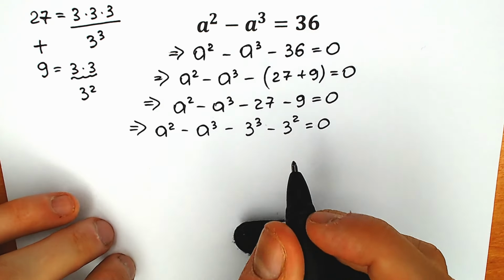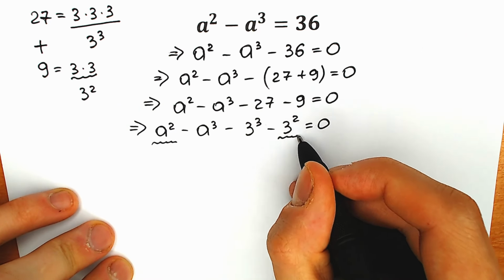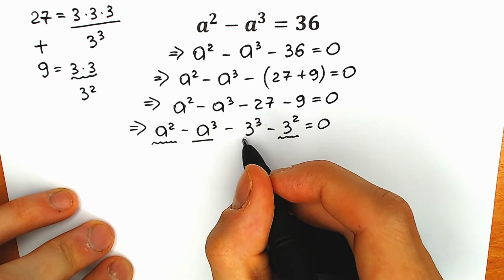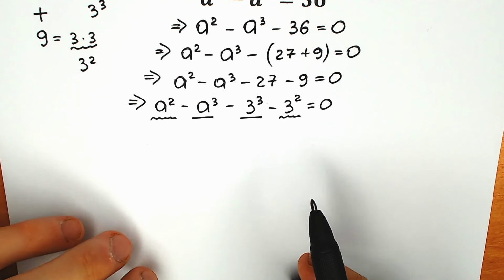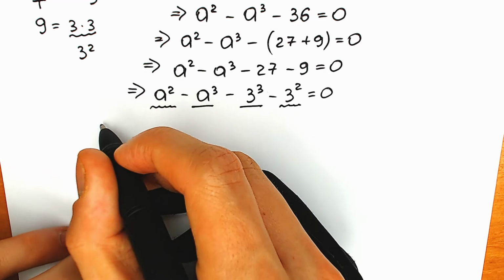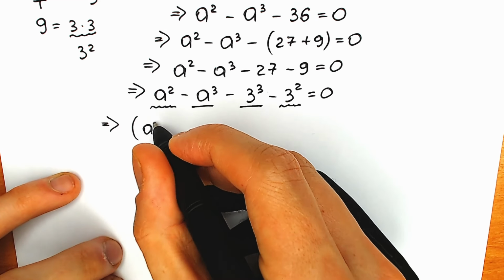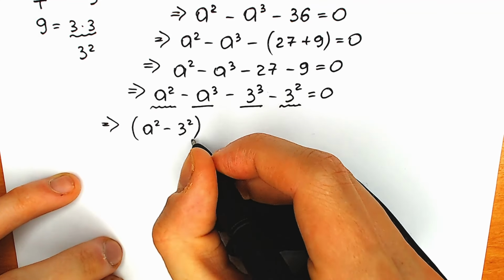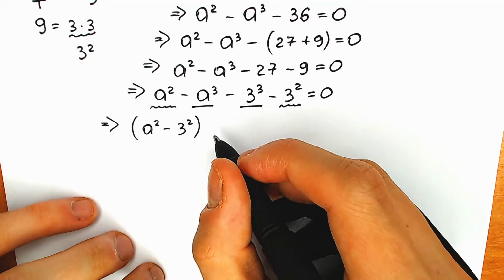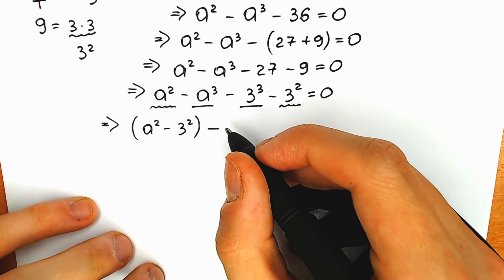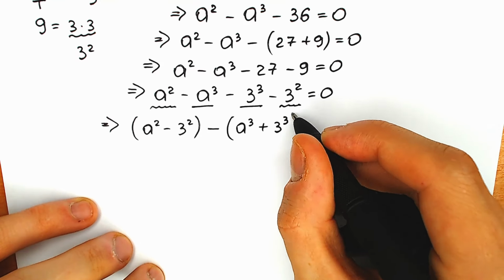Really great. As I said before, we're going to group: we have a square and we have 3 square, and we have a cube right here and we have 3 cubes. So let's group our squares and cubes. First of all, let's start with the squares. We have a square minus 3 square. This is our first parenthesis. And in the second parenthesis, we have a minus sign and a cube plus 3 cube, equal to 0.